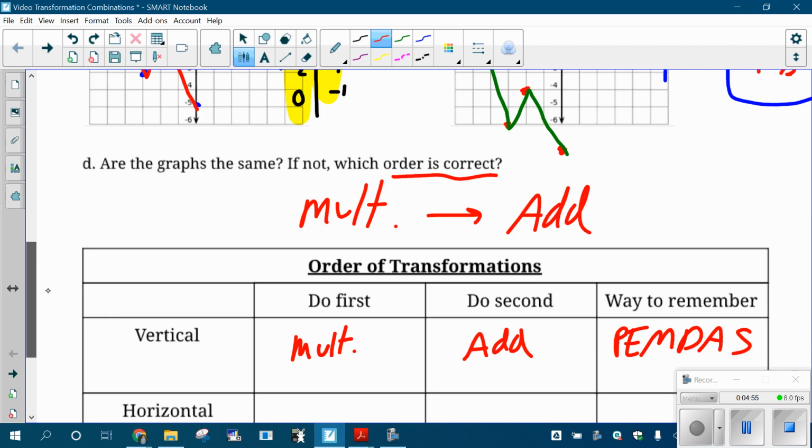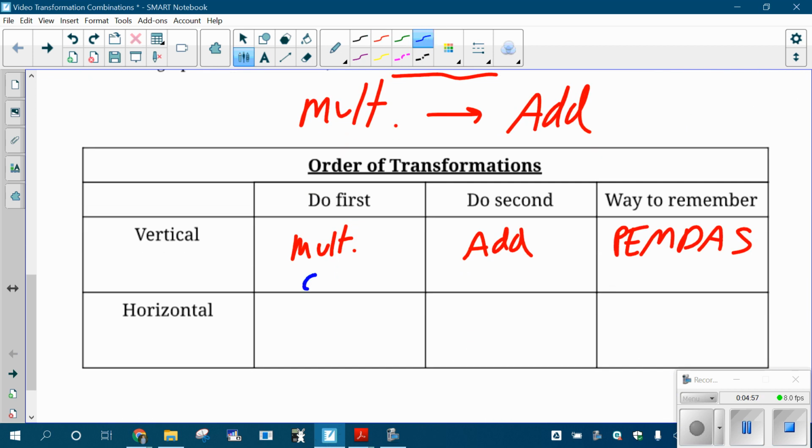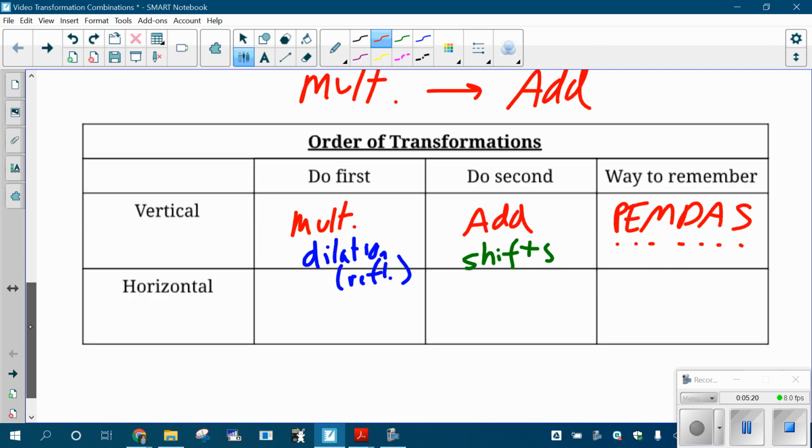Okay? In other words, you do the multiplication, which in transformation language is the dilations or the reflections, because the reflections are just negatives, which is the same as multiplying by -1. So you do the dilations or reflections first, and then you do the translations, the shifts, second. Okay, easy enough. How do you remember? PEMDAS. Here's the weird thing.